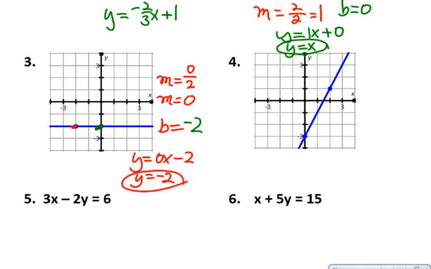In example 4, we have going from one point to the next. We're going to rise 1, 2, 3, 4. So our m is equal to 4, and then to the right 2, so 4 over 2. So m is equal to 2. B is crossing the y-axis at negative 3. So b is equal to negative 3. So y is equal to 2x minus 3.